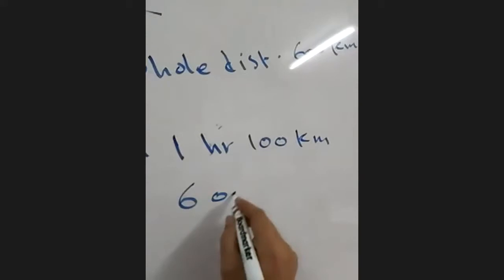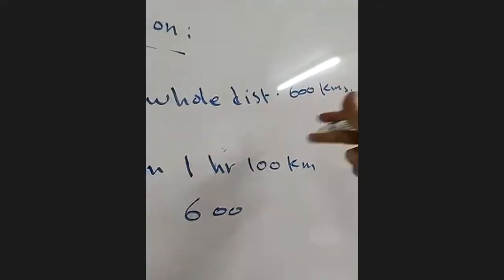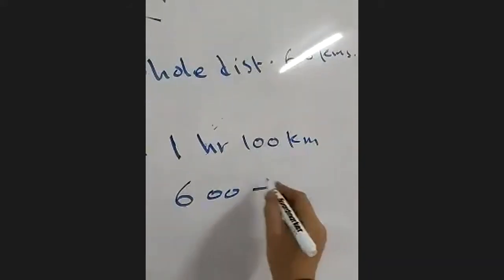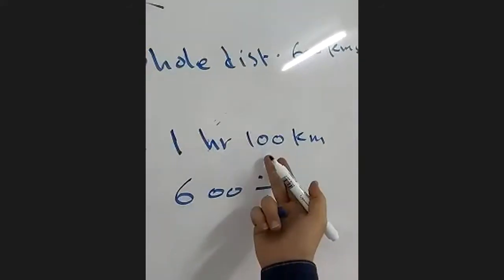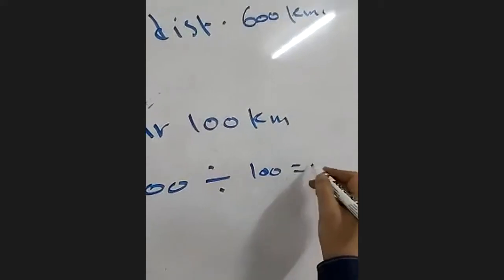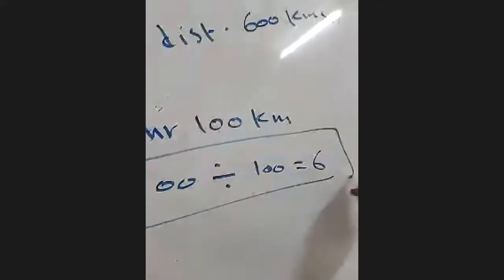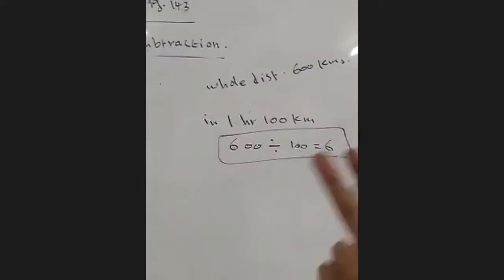We divide the whole or total distance by the distance you can travel each hour, which is 100, right? It is the same idea, okay?